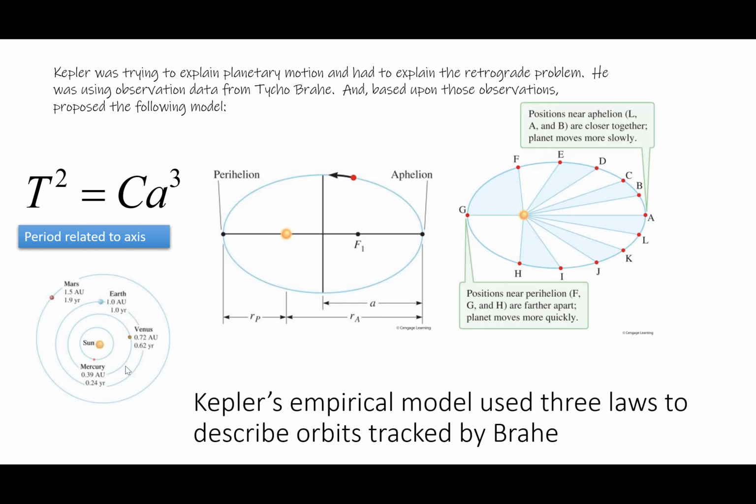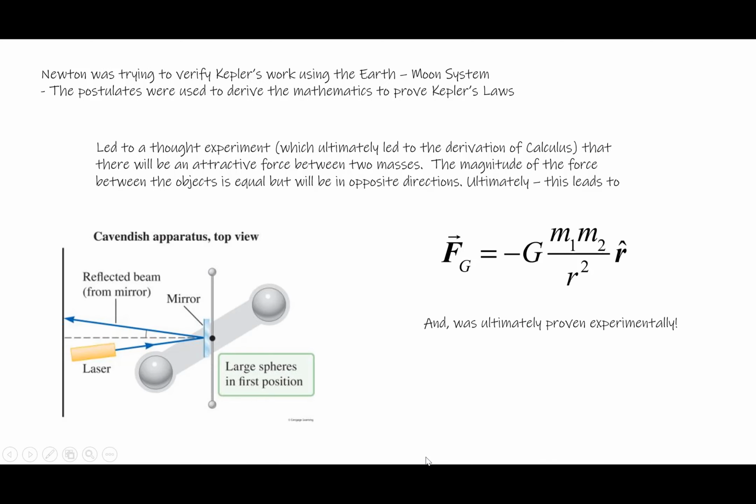And you can actually verify that using Newton's law of universal gravitation, which is what he ultimately came up with by using those three postulates that we have already talked about. Newton is going to derive his universal law of gravitation. So Kepler's empirical model used three laws to describe the orbits tracked by Brahe. Newton knew of Kepler's laws and tried to prove them mathematically and was able to do so. So that's where these things happen.